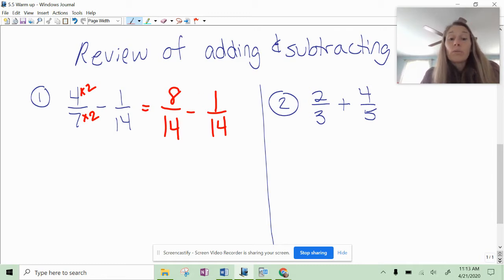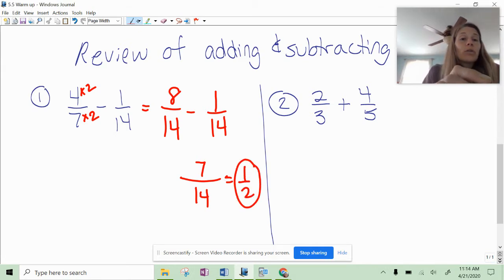And now, once you've got your common denominators, you just do the operation with the numerator. So 8 minus 1 would give me 7. Now, sometimes it happens that you can further simplify that fraction by reducing it. So 7 over 14 would simplify to 1/2.